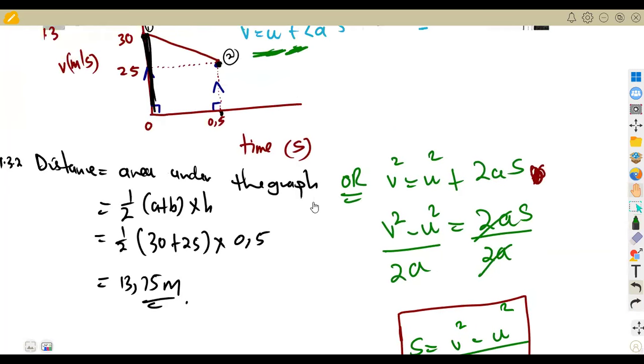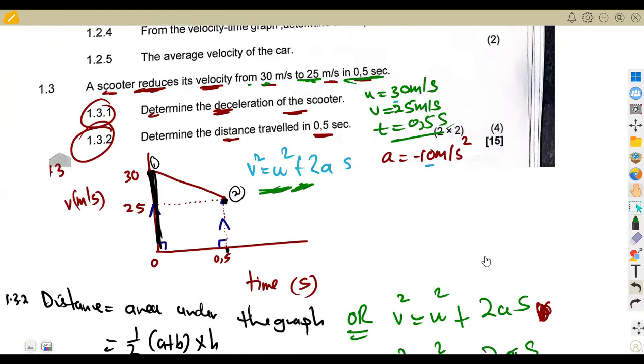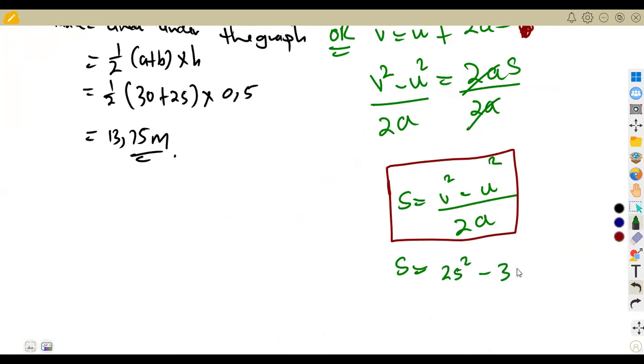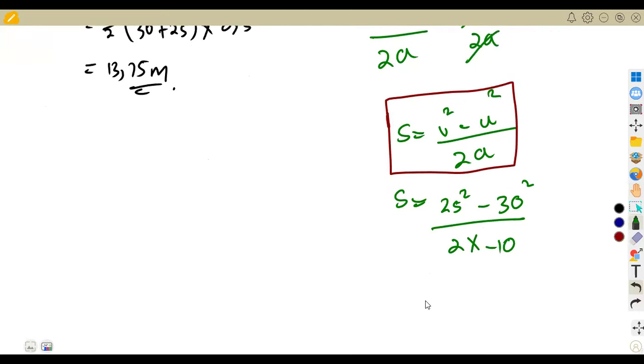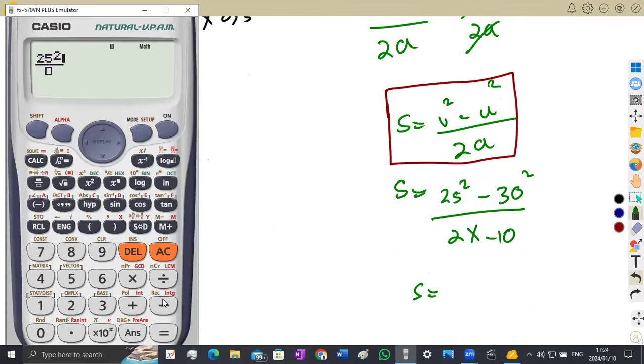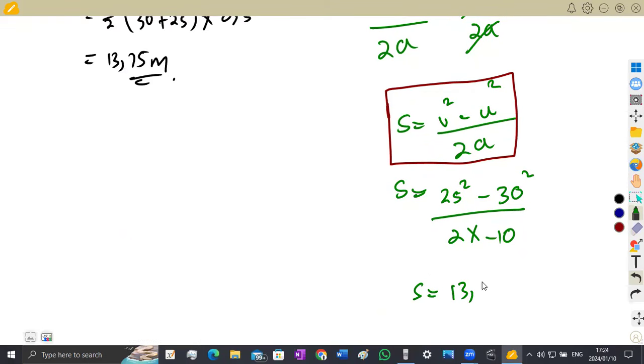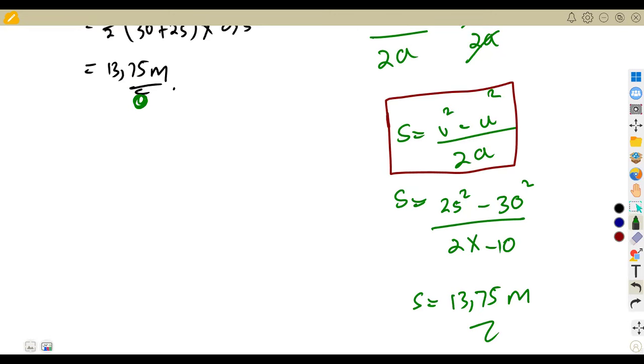V is the final velocity, which is 25. U is 30. So it's 25 squared minus 30 squared, over 2 times a. A is the acceleration, which is negative 10. This should be the same answer. Let me bring my calculator here. Put a fraction: 25 squared minus 30 squared over 2 times negative 10. That's 55 over 4, changed to a decimal, 13.75 meters. This is displacement, distance in meters. As you can see, it's the same answer as what we got previously.